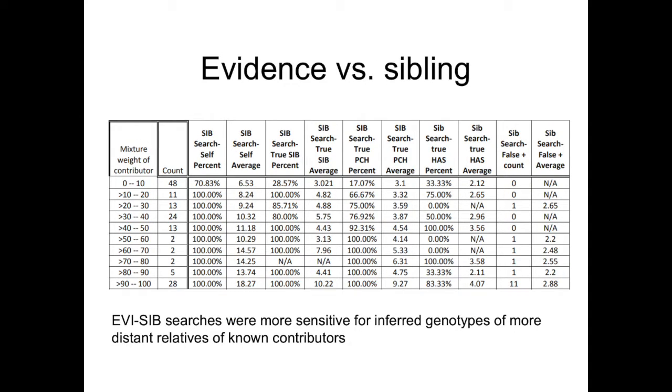Also, looking at the sensitivity and specificity of evidence versus sibling searches, those searches were more sensitive for inferred genotypes of more distant relatives of known contributors, as shown in the table.